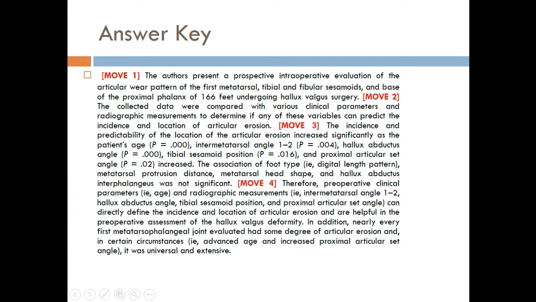Here you will find the different moves of the abstract identified. The first section is move 1. It provides a background of the research. Next you will find move 2, the sentence that begins the collected data. Then move 3, or the methods and materials, is identified. Move 4 shows the results of the study and research. And move 5 is further in the end. The conclusion was it was universal and extensive.